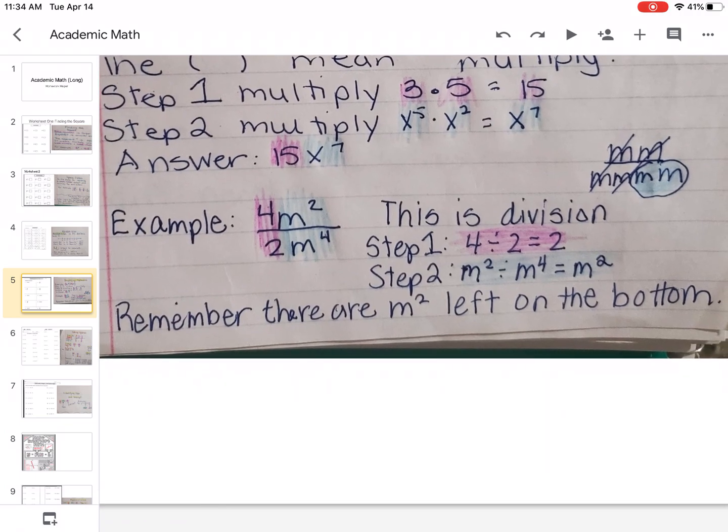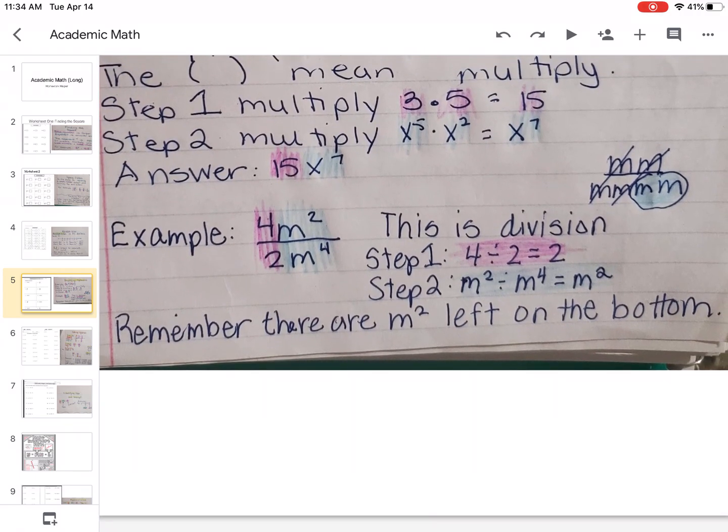Here's another example. 4m^2 over 2m^4. We're just going to look at 4 over 2. That's the only thing it's saying, 4 divided by 2. So 2 goes into 4 2 times. You might wonder, does the 2 go on the top or does it go on the bottom? It goes on the top because the 4 is bigger. So the 2 stays on top.